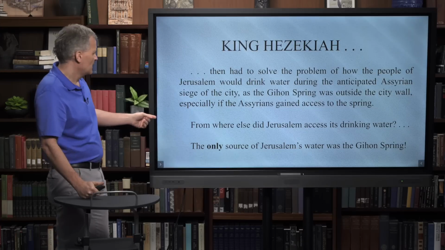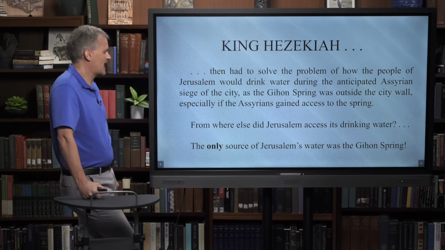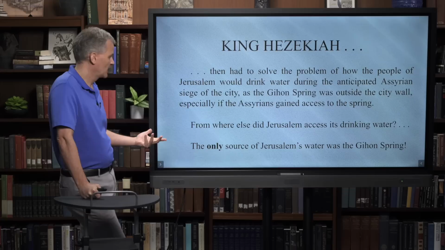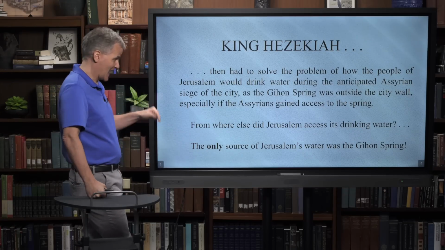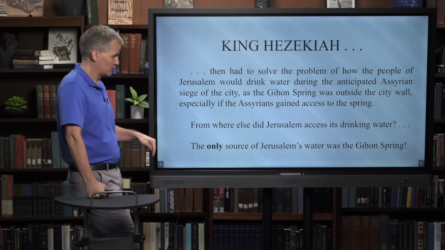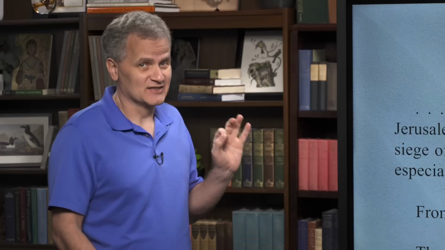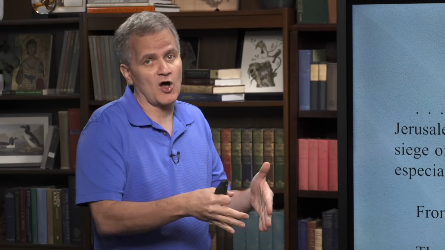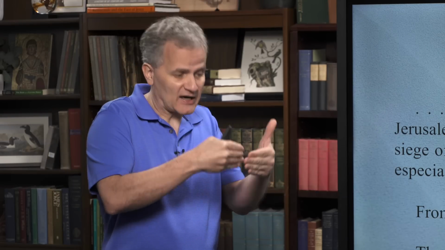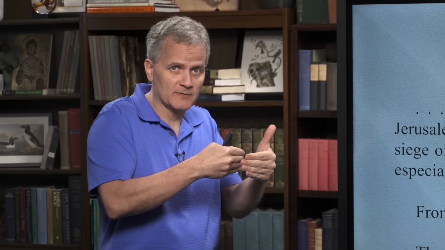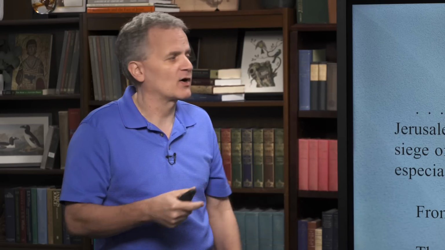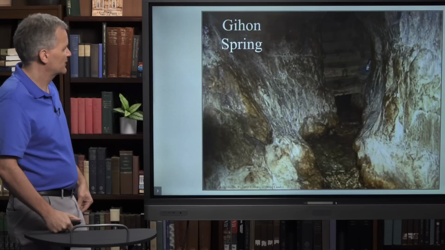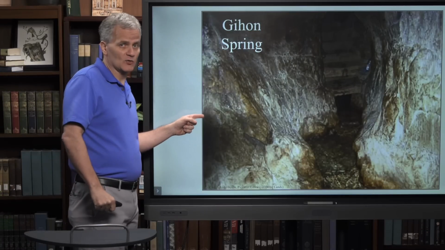So from where else did Jerusalem access its drinking water? Was there any other place that they got their water? Well, the answer is no. The only source of Jerusalem's water at this time was the Gihon spring. So Hezekiah's work had to focus on the protection of his water source, the Gihon spring, and eliminating access to it on the part of the Neo-Assyrians. This is a shot of the Gihon spring itself.